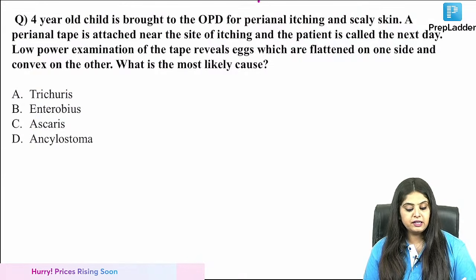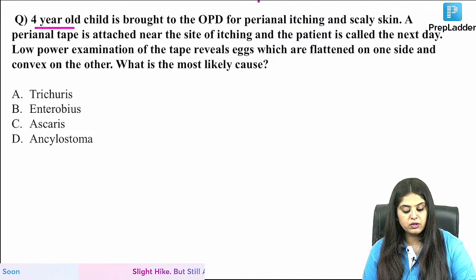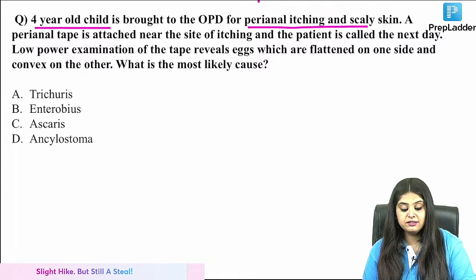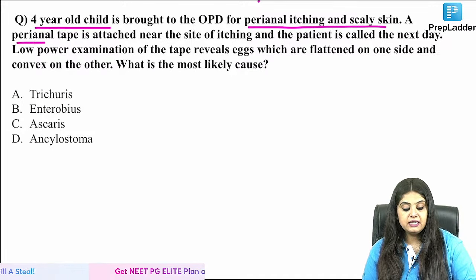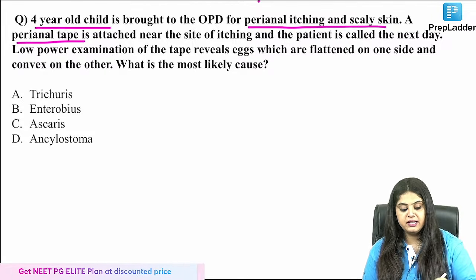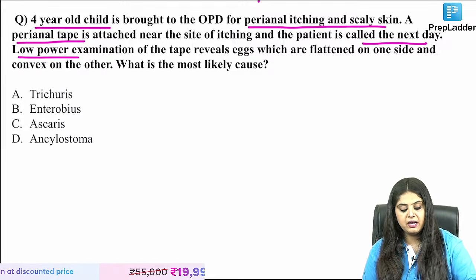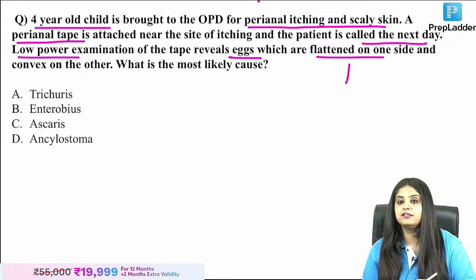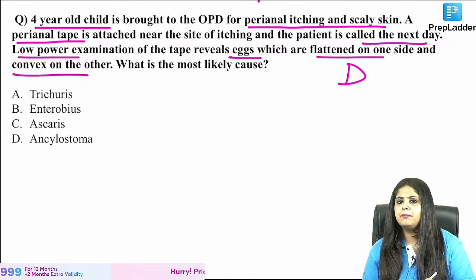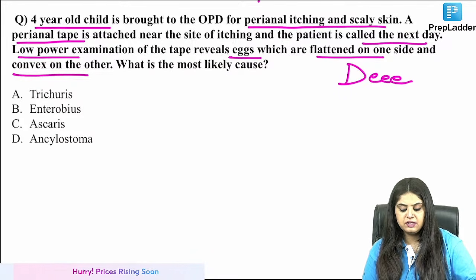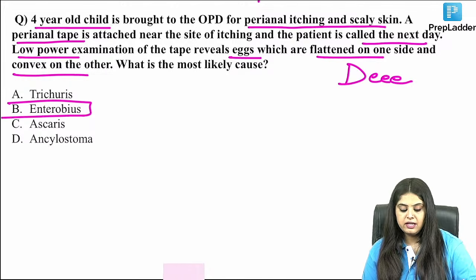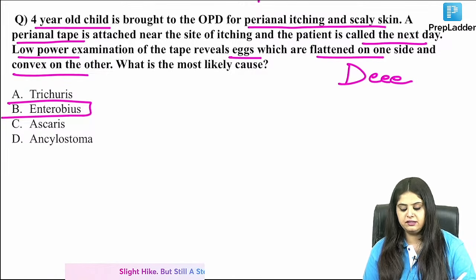Let's see if you were listening to me. There is a 4-year-old child who's brought to the OPD with perianal itching and scaly skin. The perianal tape, Scotch tape method was stuck over there, and next day it was examined. On low power, there are eggs flattened on one side and convex on the other. Ma'am, D-shape eggs are seen where? They are seen in Enterobius. So nice. Now you should not be scared of worms and eggs, I hope.